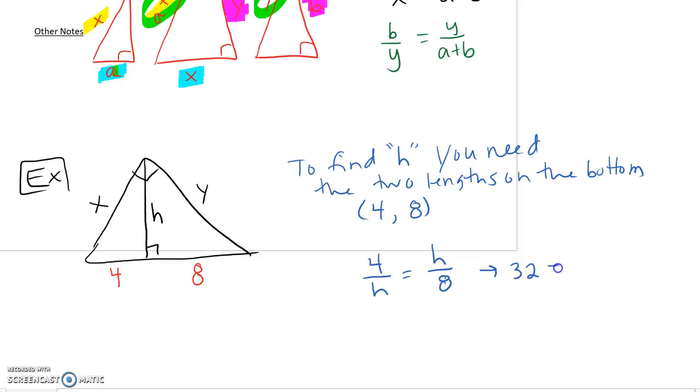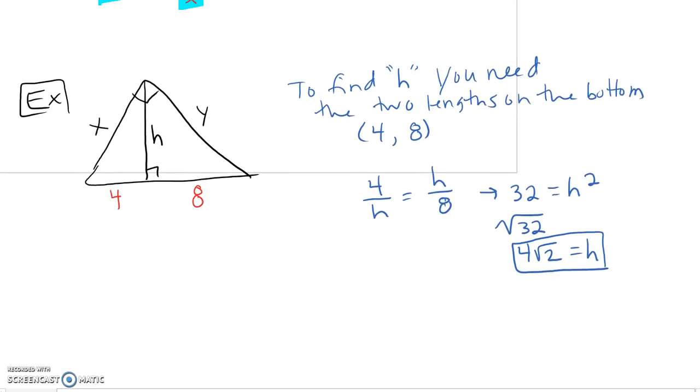So 32 equals H squared. The square root of 32, which is 4 root 2. If I had a calculator, I'd give you the decimal, but I don't. So I'll just leave it. H is 4 root 2.